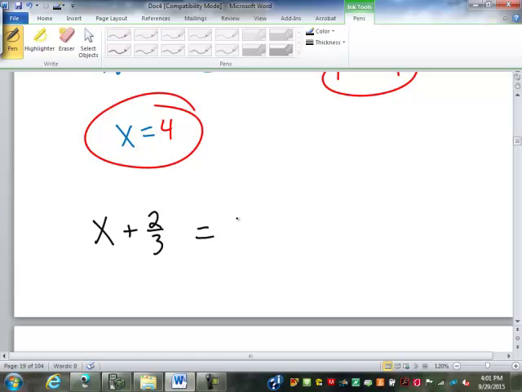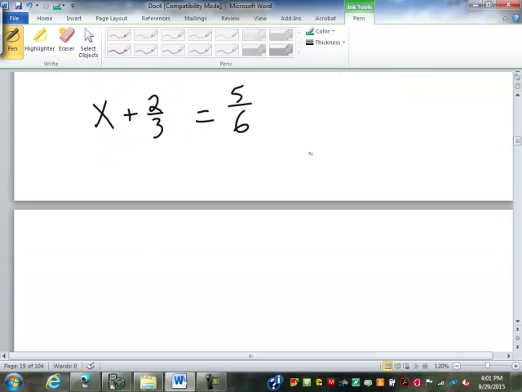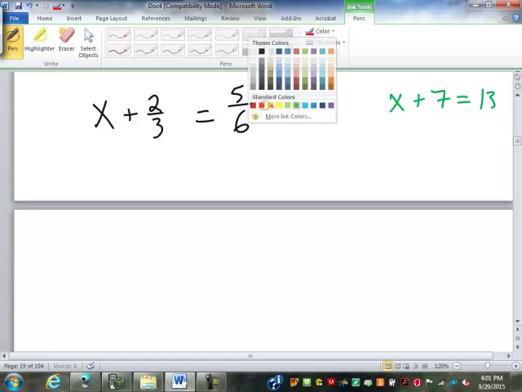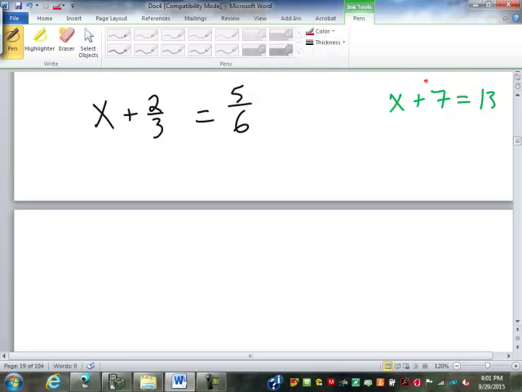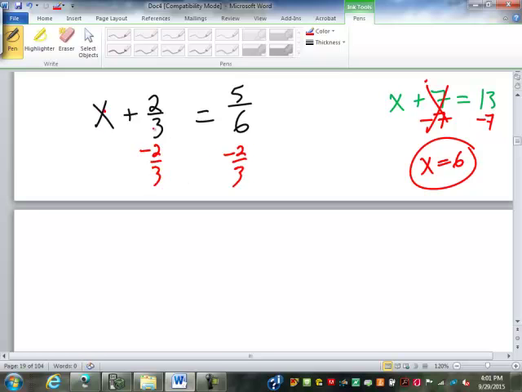We could have x plus 2/3 equals 5/6. Again, the fractions make us lock up, but this is exactly the same as if I had x plus 7 equals 13. How did I solve this equation? I subtract 7 from both sides. So that's gone, leaving me with x equals 13 minus 7 is 6. Over here, what am I going to have to do? Subtract 2/3. So the 2/3 is gone, leaving me with just x.